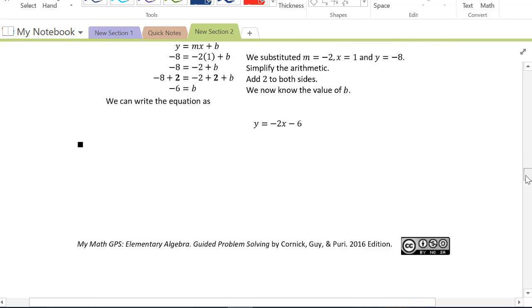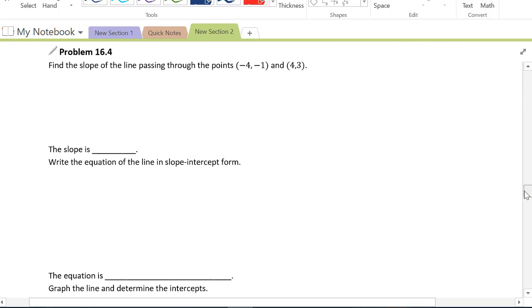Okay, and let's skip all this. So in this section, we're going to talk about finding equations of lines. So first thing, in order to find an equation of a line, we have to first find the slope. So let's find the slope first. Let's call this guy x1, let's call this guy y1, let's call this guy x2, let's call this guy y2. And then we find the slope.